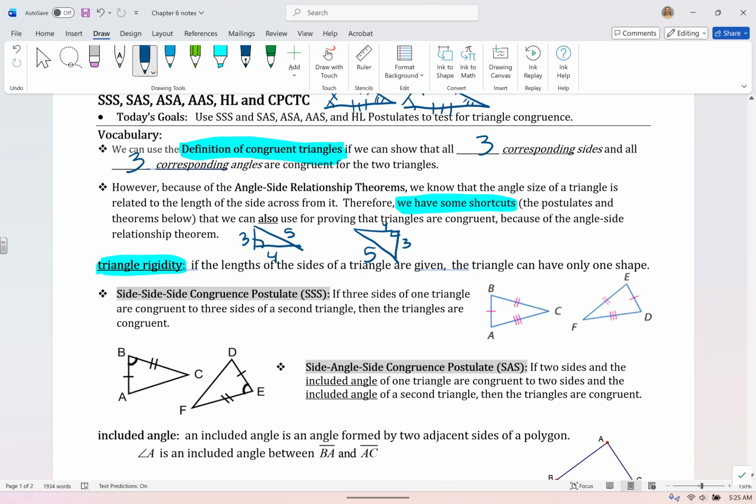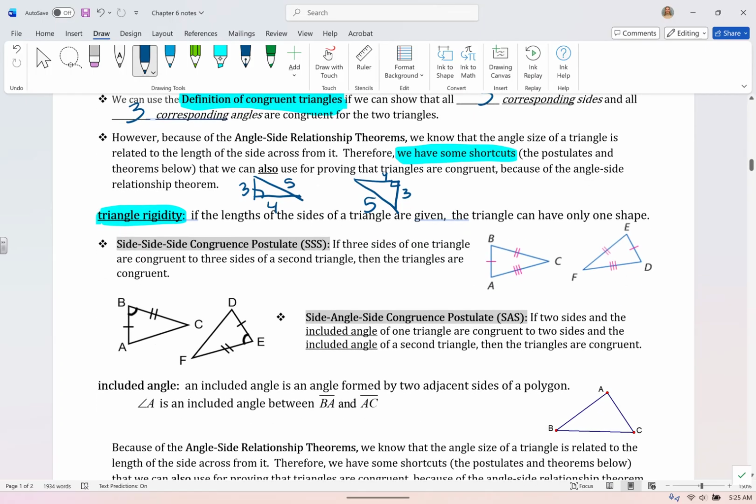But one of the shortcuts we can talk about would be side, side, side. If all three sides of one triangle are congruent to the corresponding sides of another triangle, well, then guess what? Those two triangles will be congruent to each other. So if you notice this side matches this side, which matches this side here, and the bottom side matches this one right here, those will be congruent to each other. If the sides are congruent, the angles actually will be congruent as well. And you can tell if you put them on top of each other, they would match up perfectly.